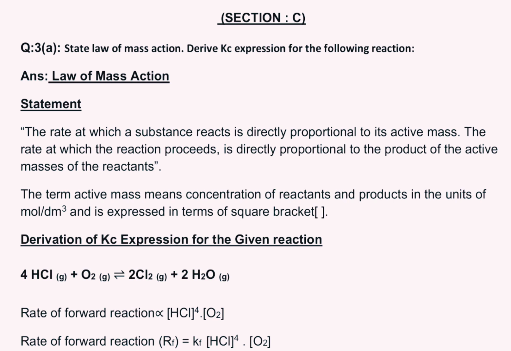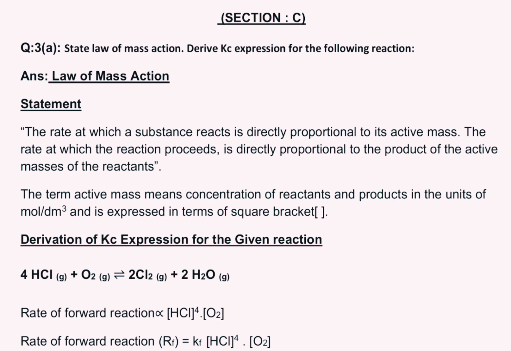The reaction might be given to you. If it is, then you have to derive the expression for that particular reaction, and if it is not, then you can pick any reaction or any general reaction. So the law of mass action states that the rate of a reaction is directly proportional to the active masses.